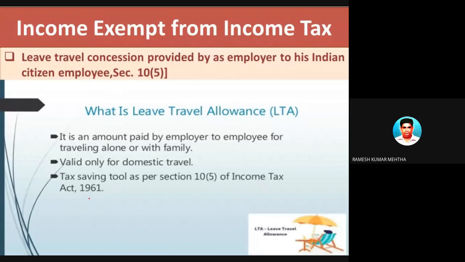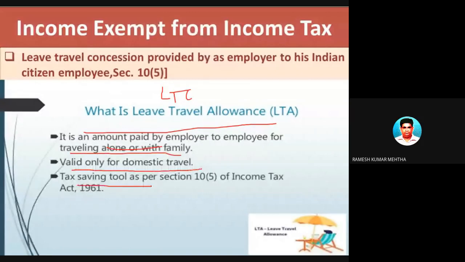This kind of benefit which is provided by the employer to the employee is a leave travel concession, leave travel allowance or leave travel concession benefit. It is an amount paid by the employer to the employee for traveling alone or with the family within India, valid only for domestic travel, and a tax saving tool as per section 10(5) of the Income Tax Act.